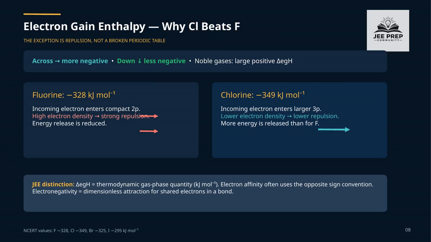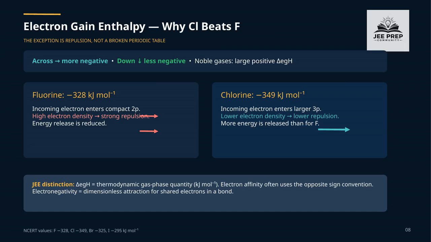Now connect the atomic properties to metallic character. Metallic character is the tendency to lose electrons and form cations. A metal generally has a large radius, lower ionization enthalpy, and lower electronegativity. A non-metal generally has a smaller radius, higher ionization enthalpy, and greater ability to attract or gain electrons. Across a period, metallic character decreases because effective nuclear charge increases and electrons are held more tightly. Down a group, metallic character increases because the outer electron is in a higher, more shielded shell and is easier to remove. Electropositive character is essentially the same direction as metallic character. It is the tendency to lose electrons.